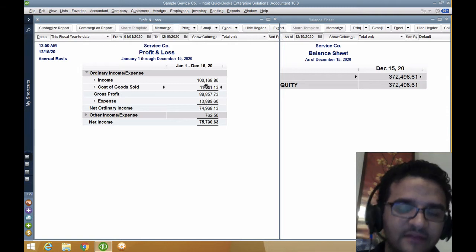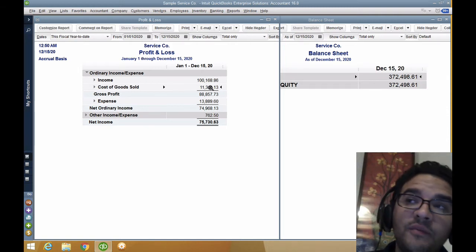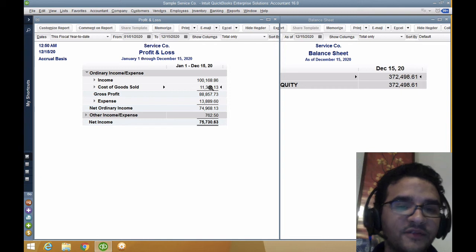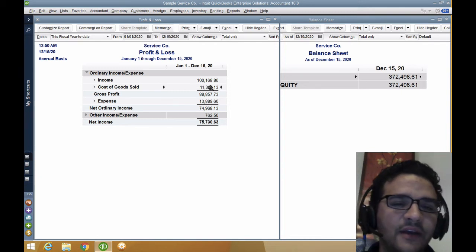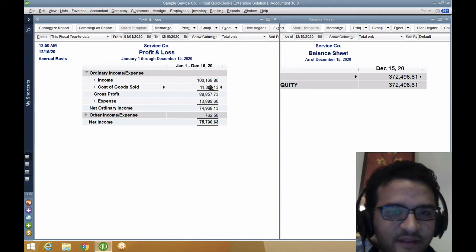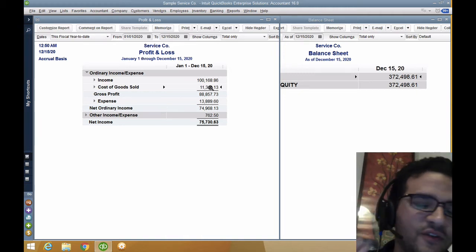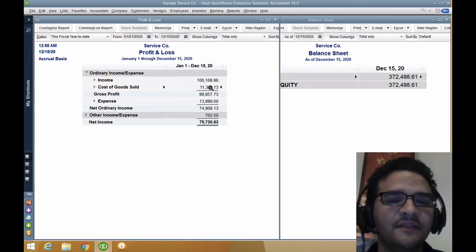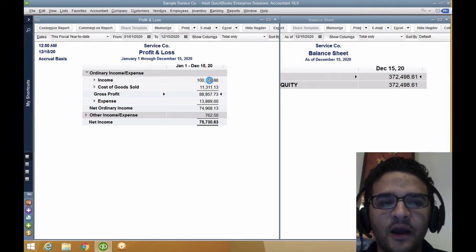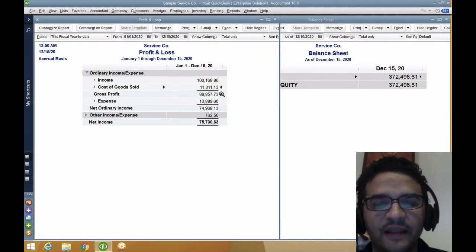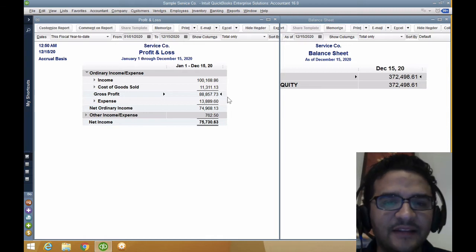Cost of goods sold, that's a great name. Cost of goods sold could be for products or it could be for services. It's still the name of the category of all the direct expenses. So the key component there, cost of goods sold, are direct expenses. Then we have the gross profit, which is the difference between our income, which is 100,000 in this case, and our cost of goods sold, which are 11,000. That is the difference. That's our gross profit.